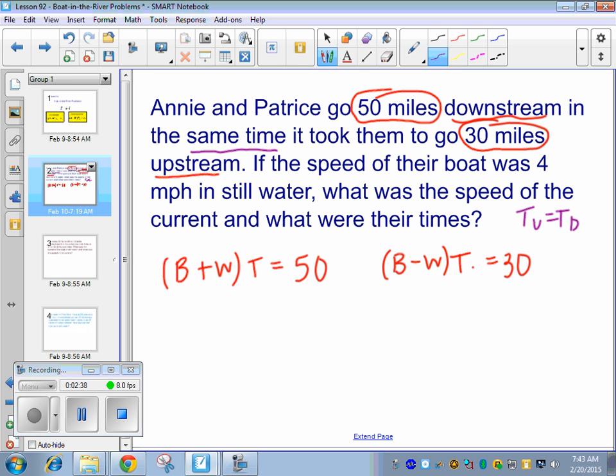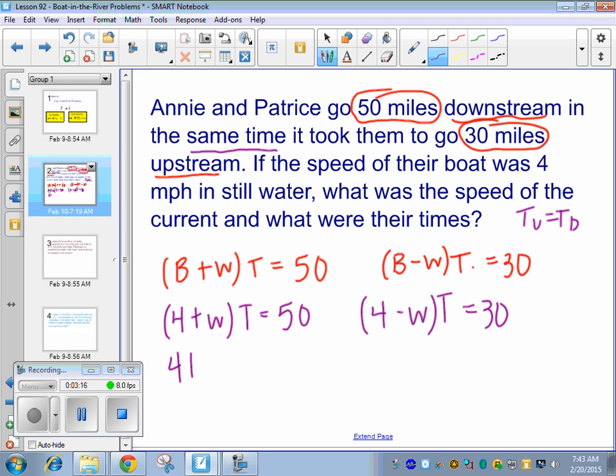All right, the speed of their boat was 4 miles per hour in still water. So what do we plug the 4 into? B. All right, so the boat is 4. And the boat over here is 4. Same boat. What was the speed of the current, and what were their times? So we're down to two equations and two variables, the water and the time. So we can just do substitution or elimination. I recommend elimination.